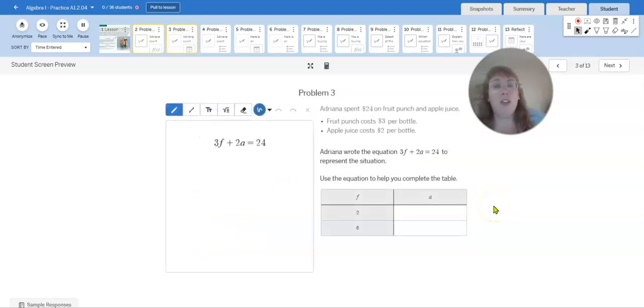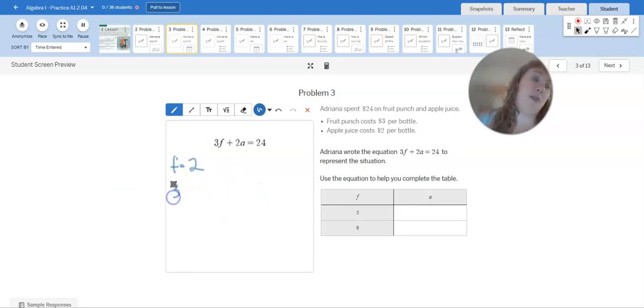Adriana spent $24 on fruit punch, the same problem. Fruit punch is $3, apple juice is $2, and we have this equation that we made in the last slide, only we use F and A here. F is fruit punch, A is apple juice. Use the equation to help you complete the table. So for the first one, it is saying that F, fruit punch, equals 2.